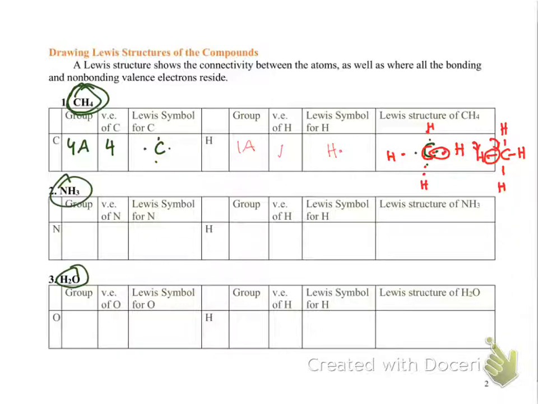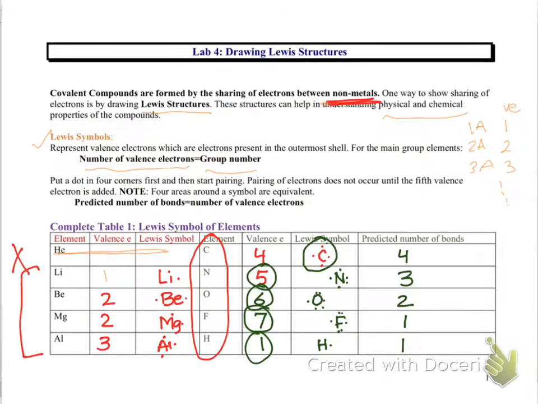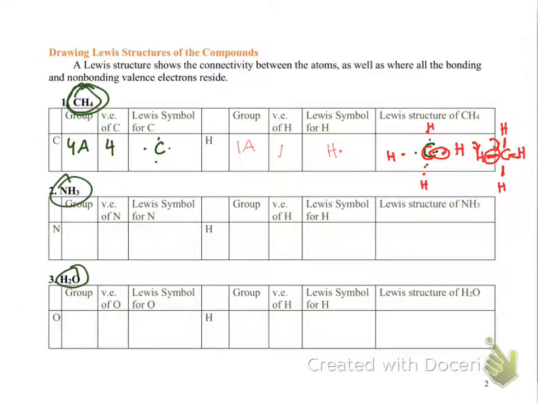So how many bonds do you see around carbon? 1, 2, 3, 4. And that's what we said, that the predicted number of bonds around carbon is 4. The next is ammonia, NH3. So let's start with nitrogen. Nitrogen is in the 5th A group. It has 5 valence electrons, and its Lewis symbol is this.